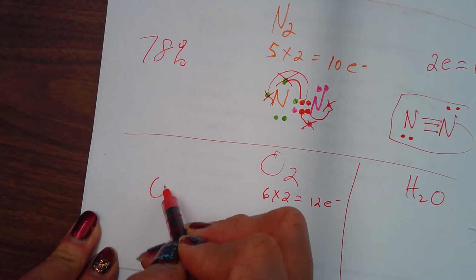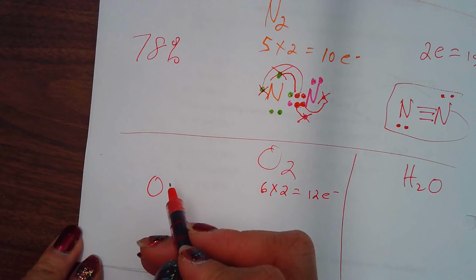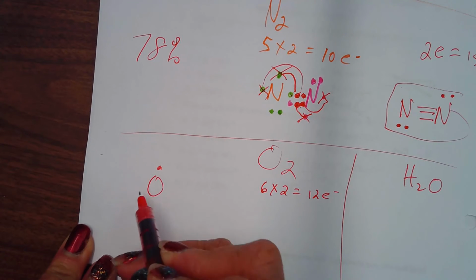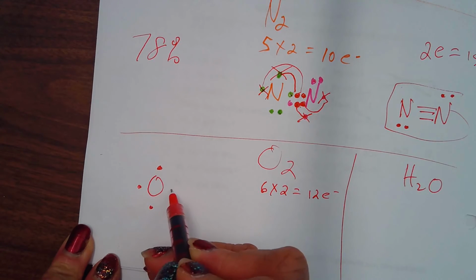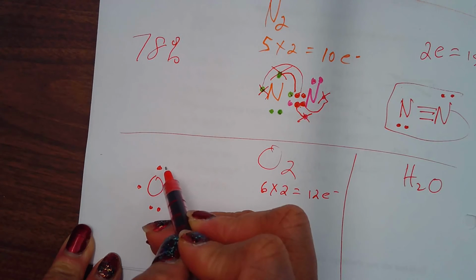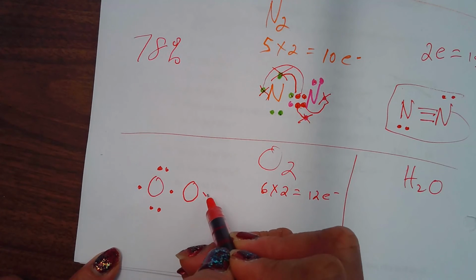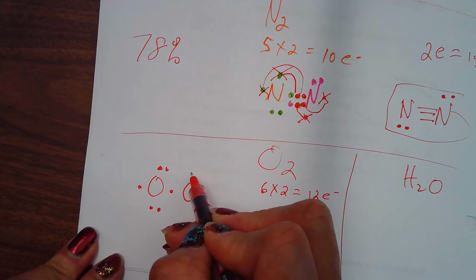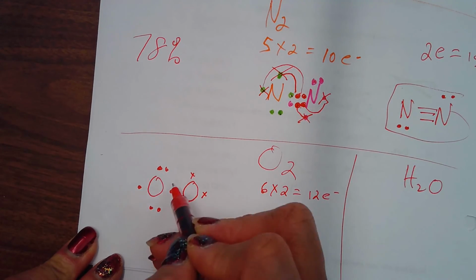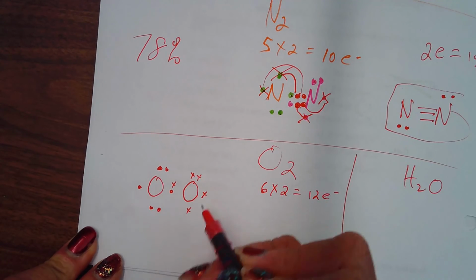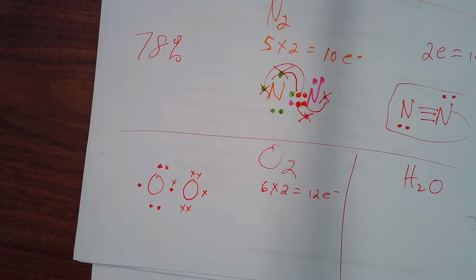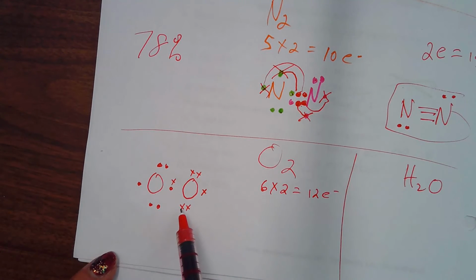Okay, so you put O. So you put 6 each. See what yours looks like. 1, 2, 3, 4, 5, 6, and then another O. And I'm going to use X's here. 1, 2, 3, 4, 5, 6. Okay, and then you count how many they have around. 7, right? Not happy.